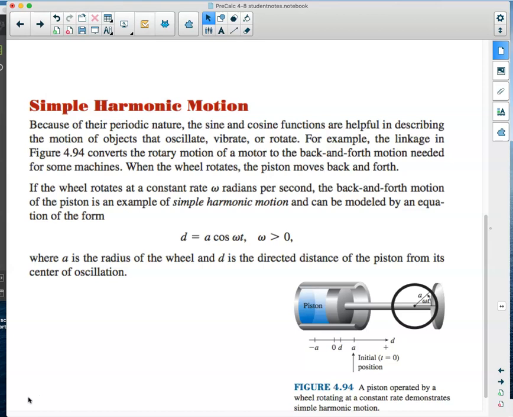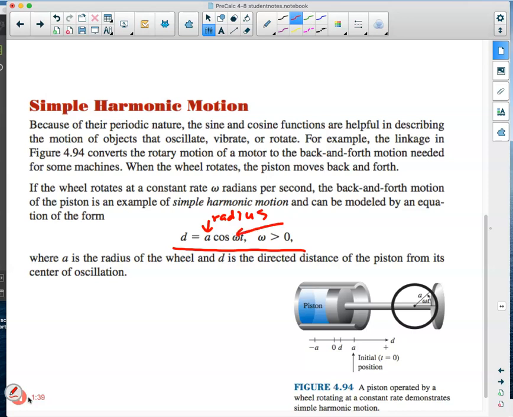If the wheel rotates at a constant rate omega radians per second, the back and forth motion of the piston is an example of simple harmonic motion and can be modeled by an equation of the form D equals A cosine omega t, where omega is greater than 0, where A is the radius of the wheel and D is the directed distance of the piston from the center of oscillation. So we need to remember that this A stands for the radius, and that our little omega here is going to be radians per second, because that is angular velocity.